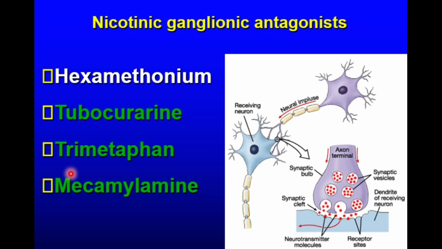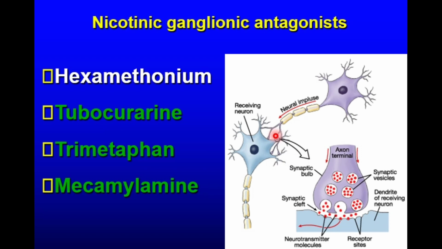Now we are going to describe nicotinic antagonists. First, nicotinic blocking drugs: hexamethonium, tubocurarine, trimetaphan, mecamylamine. These are competitive antagonists at the nicotinic receptors of ganglia.